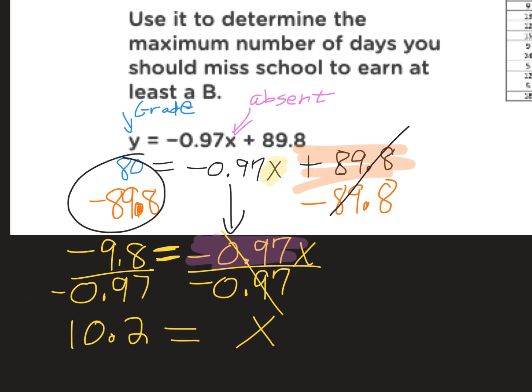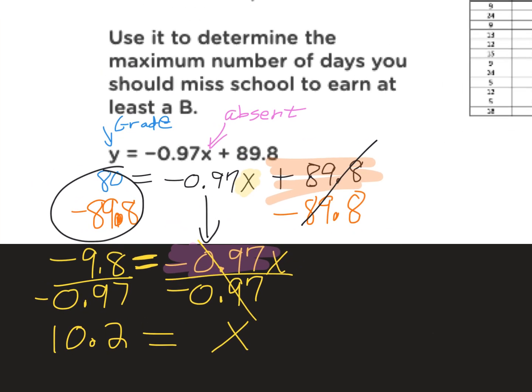Okay, so where did I get the 80 from? Because it says to earn at least a B. And what is a B? An 80. So all the questions are going to be something similar to that.